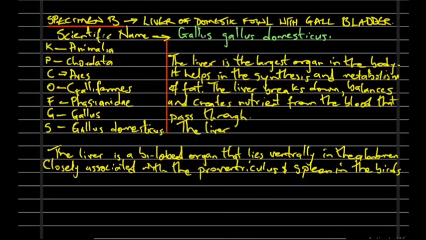The liver secretes bile stored in the gallbladder. So that is what the liver does. So let us bring the gallbladder into this now. The gallbladder is a small pear-shaped organ that stores and releases bile.